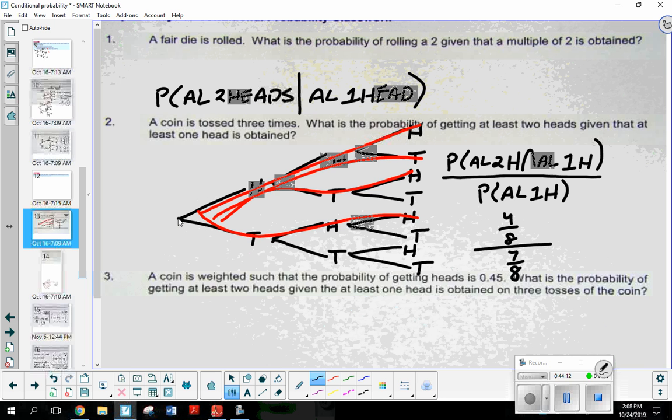Again, what do we do when we divide by a fraction? You multiply by the reciprocal. So can anybody tell me the probability for this number 2? It is 4/7. So we did get away with 1.